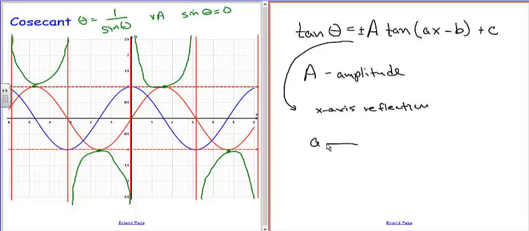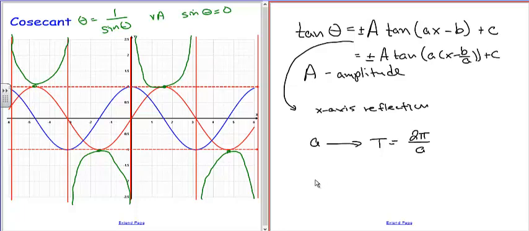Small a is related to the period. The period is 2 pi divided by a, just like normal. But what we did before was we factored out the a, so we had a times the quantity x minus b over a, plus c. So b over a is the x shift, and c is the y shift. And I think that's it. So remember, this is the period.